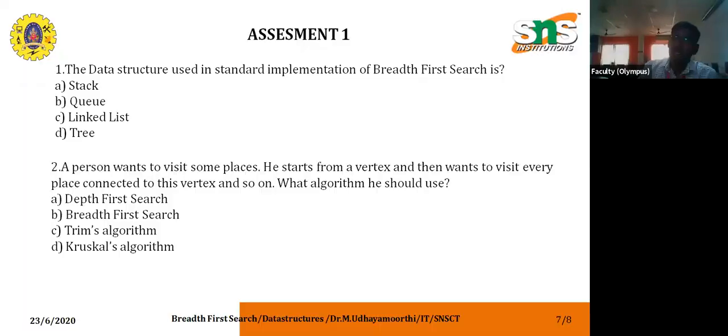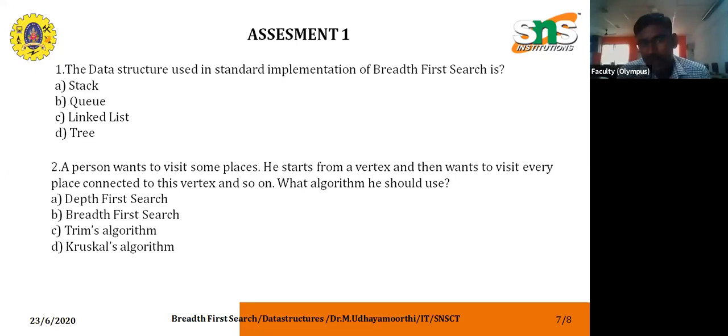Now we are going to solve the assessment. All of you see the screen and read. For the first question: the data structure used in the standard implementation of breadth first search is.